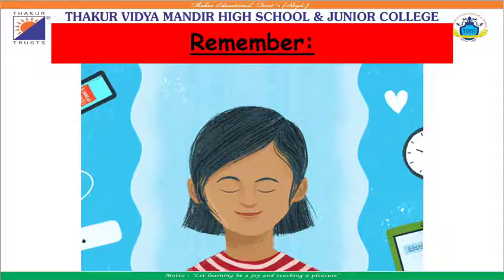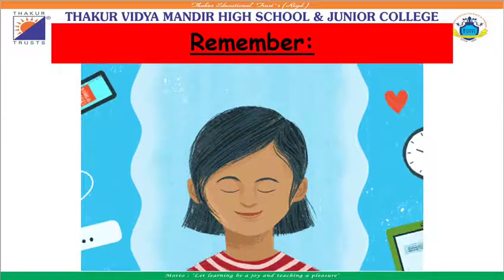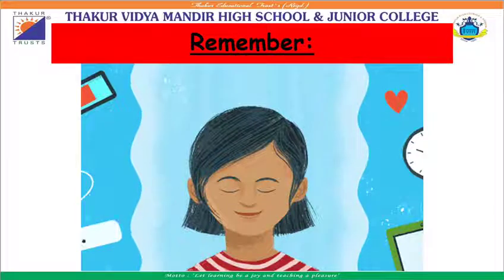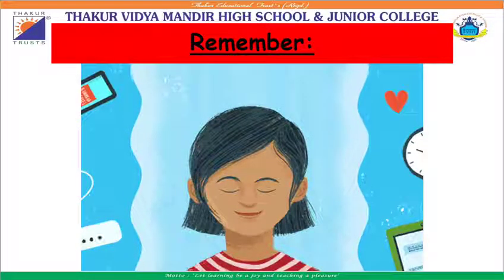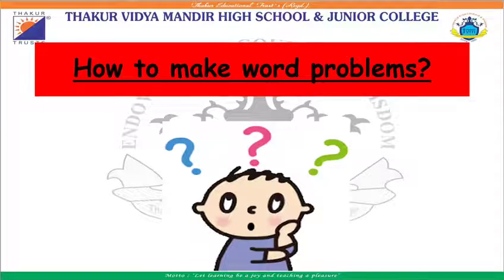Children, remember, in this type of problem, you can select your own number, but you have to remember the condition that is given to you for the selection of the number. And then, accordingly, you will solve and you will get your own answer. Till now, you have seen that word problems are given to you and you have to solve them. Now, we will see how to make word problems.